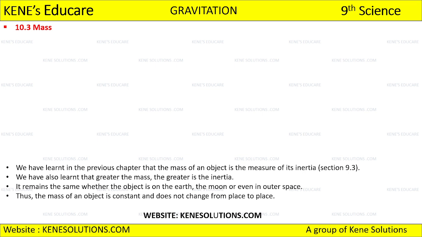And it remains the same whether the object is on Earth, the moon, or even in outer space. Wherever the object is, on Earth, on the moon, or in outer space, anywhere, inertia is going to remain the same. That is, mass is going to remain the same. Thus, the mass of an object is constant and does not change from place to place. This is what you should be knowing. Okay.